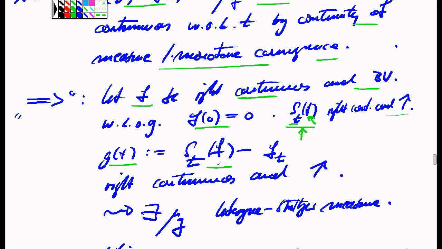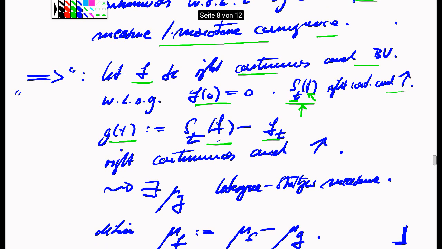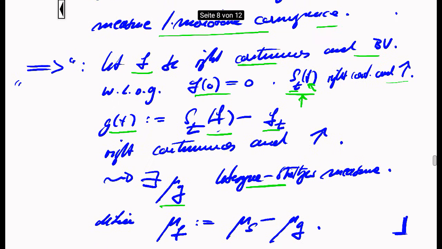And similarly, if we consider the function which takes this s_t, the total variation, and subtracts the function f, which is also right continuous, then this is again a right continuous function as a difference of two right continuous functions. And by a little argument that I leave as an exercise, you can also show that this is in fact a non-decreasing function too. So therefore, we have the Lebesgue-Stieltjes measure for this function g.